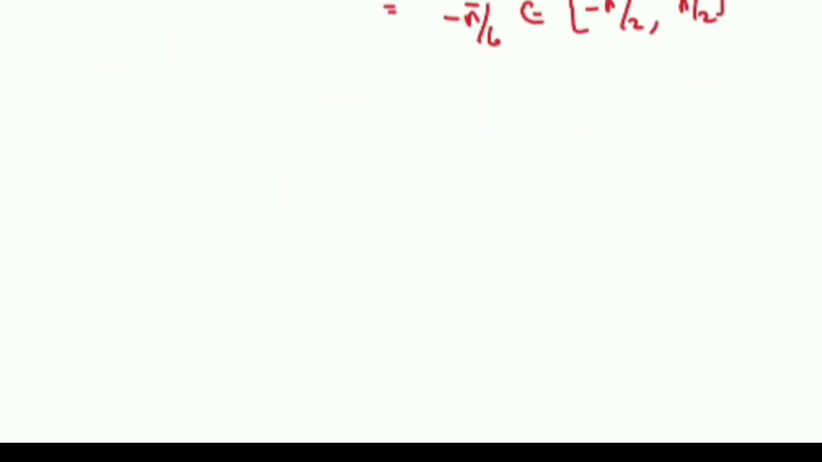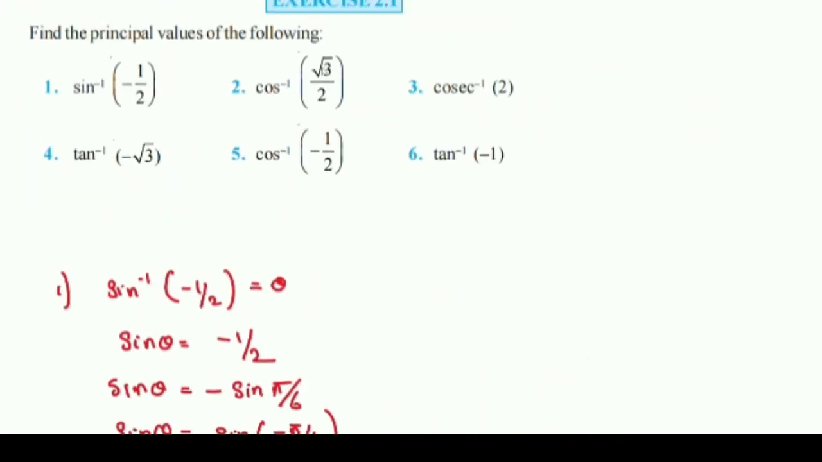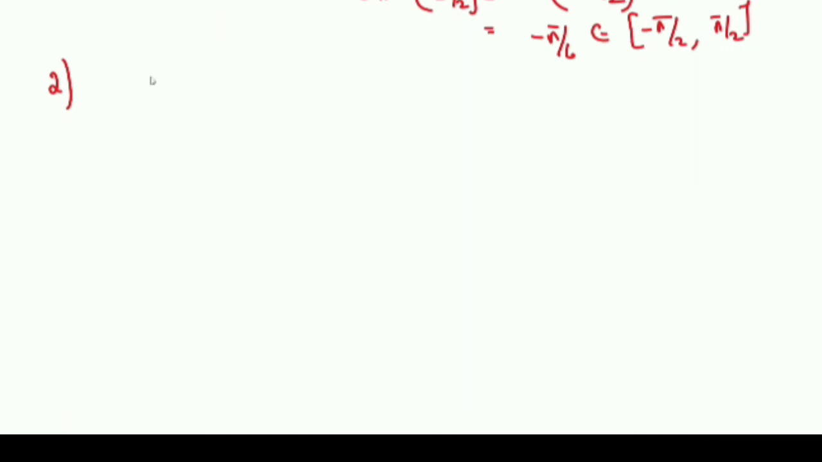I am going to use the properties only. Second is cos inverse root 3 by 2. Which angle gives you root 3 by 2? 30 degrees, so that is pi by 6. Now you know the range of cos is 0 to pi. That's the answer. It is in this range, so that is the principal value.